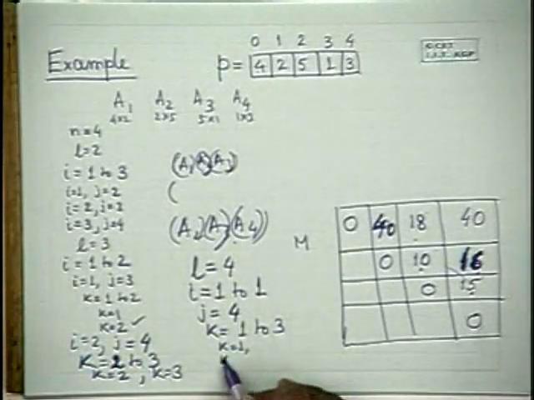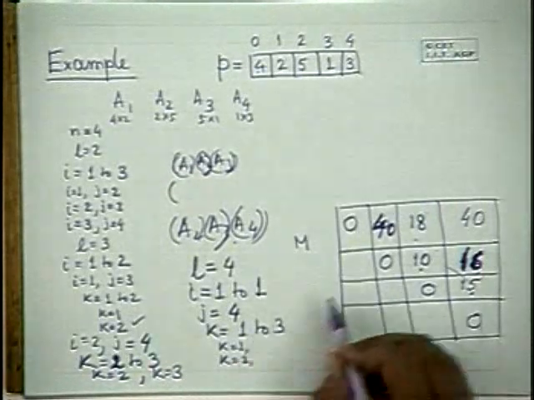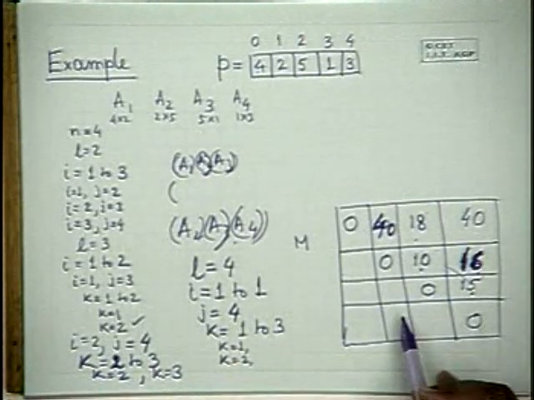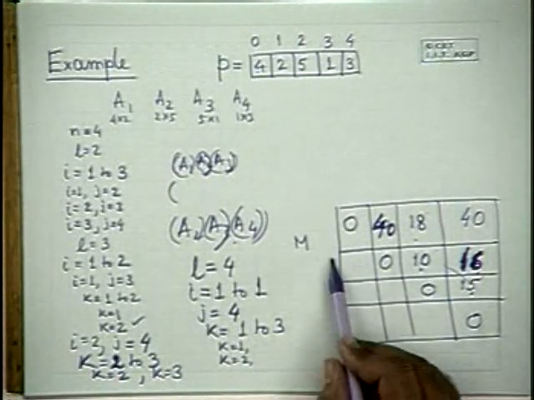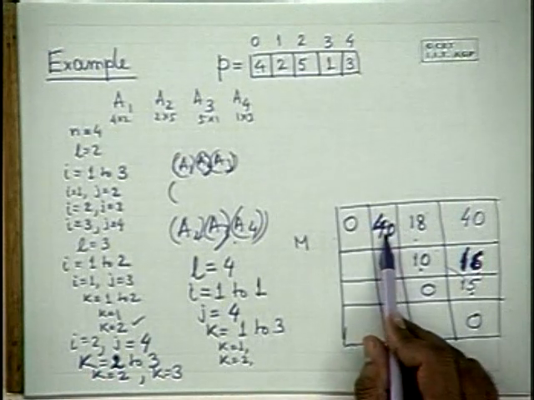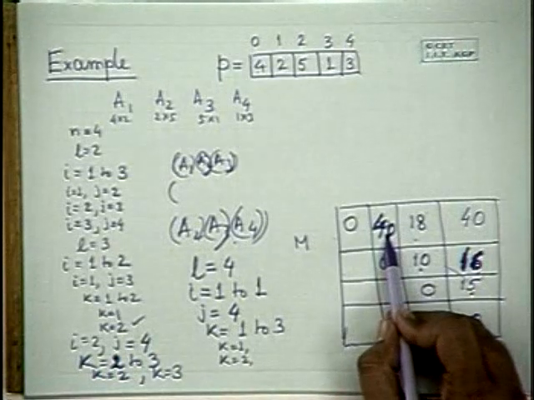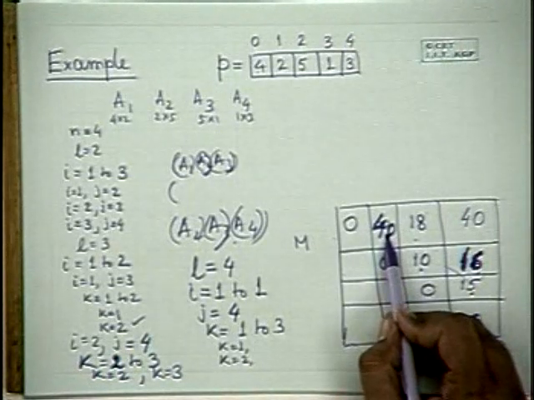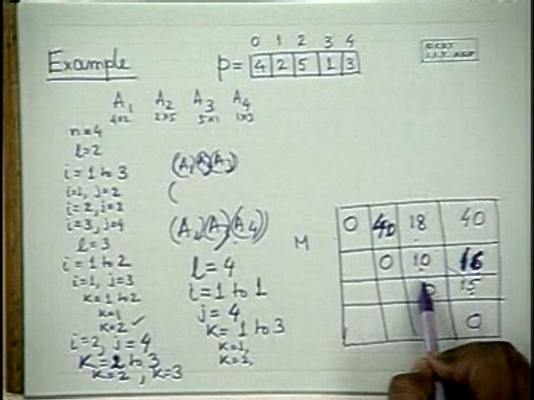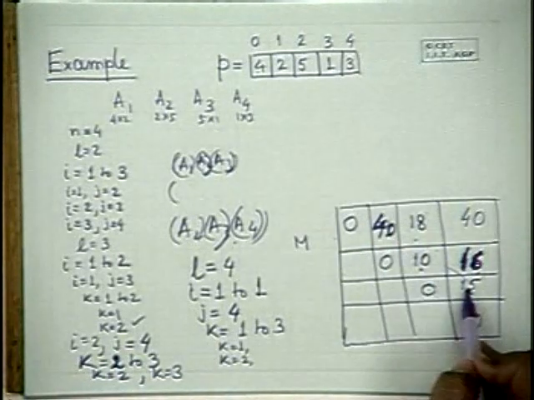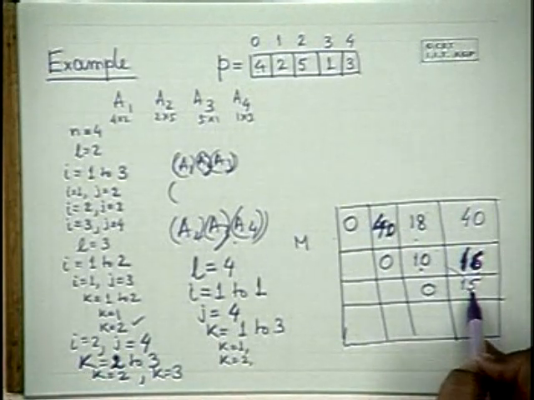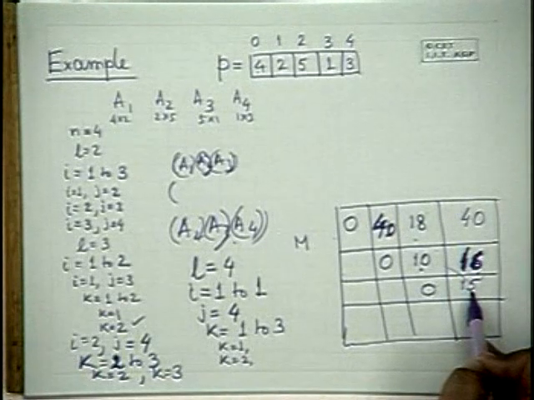Okay. Now K is equal to 2. What do we get? M 1 2 which is there. M 1 2 is 40. Then M 3 4 is 15. So 40 plus 15 is already more. So let's not compute at all. It is already more. We will not do it.